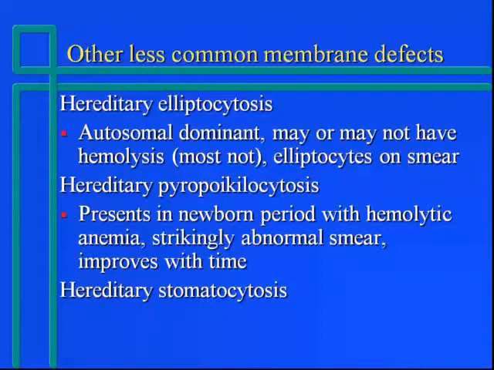There are other less common membrane defects, hereditary elliptocytosis. This is an autosomal dominant condition that may or may not have hemolysis, many not, and they will classically have elliptocytes seen on their smear. There's a rare condition known as hereditary pyropoikilocytosis. This presents in the newborn period with the hemolytic anemia with a strikingly abnormal smear, and it usually improves with time. And then there is hereditary stomatocytosis.